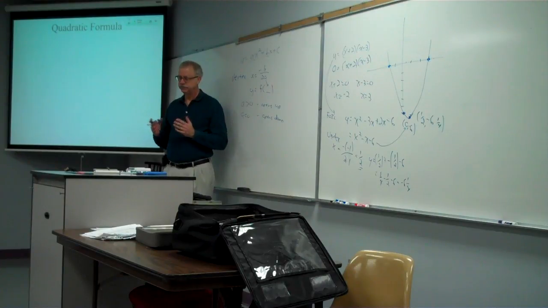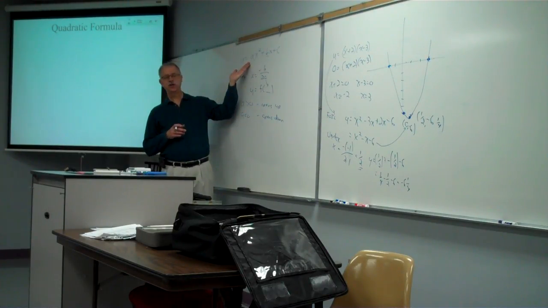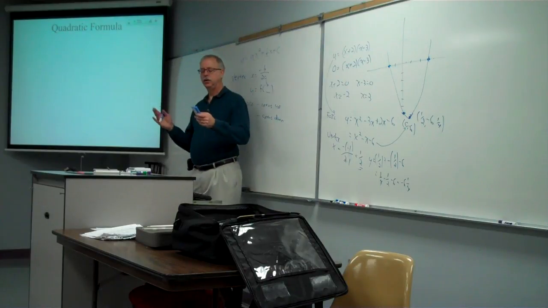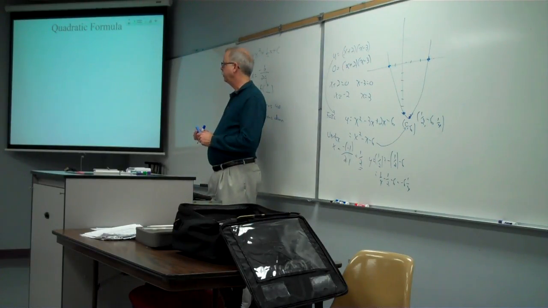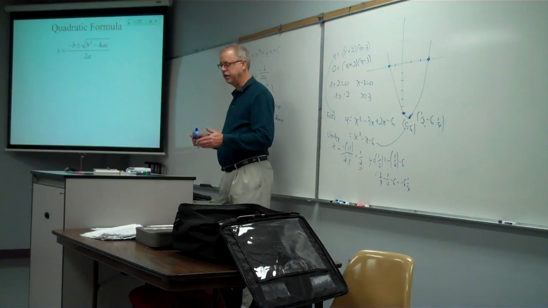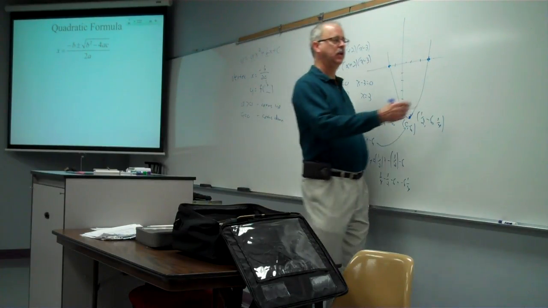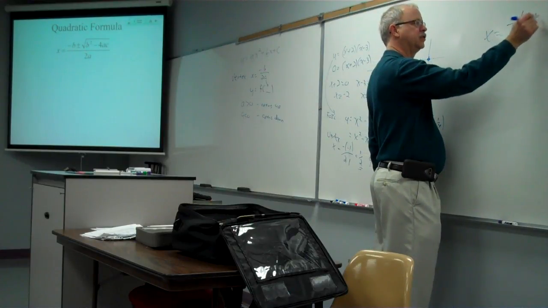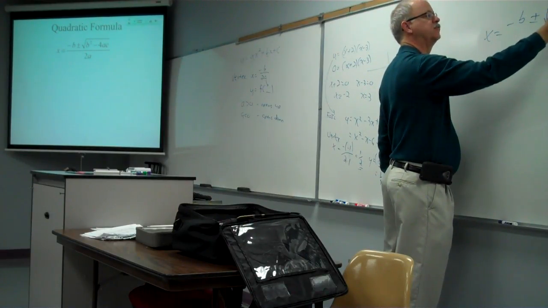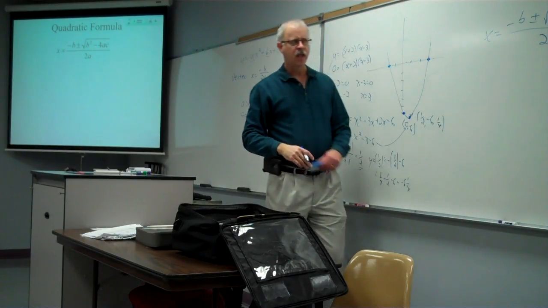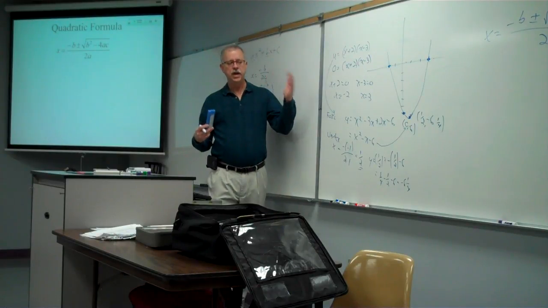If it doesn't start in the factored form, the vertex is a little easier to find because it'll be in this form. The x-intercepts are a bit more complicated, and sometimes we could factor, or we could just jump straight to the quadratic formula. That x is equal to negative b plus or minus the square root of b squared minus 4ac all over 2a. Or if it helps, x is equal to negative b plus or minus square root b squared minus 4ac all over 2a. That we can use to figure out the x-intercepts.